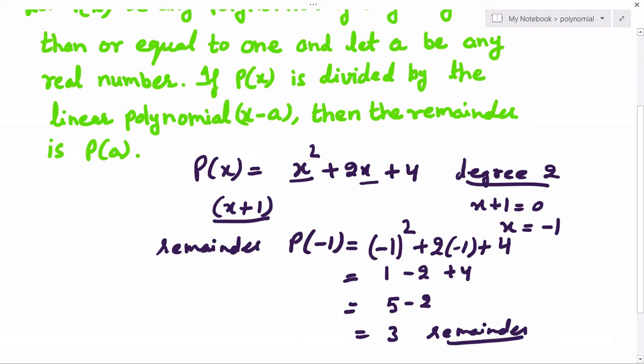So without using the long division method, you can directly find out the remainder of any polynomial when you divide that by a linear polynomial. See children, this is a linear polynomial. How can you say this is a linear polynomial? Since the degree of this polynomial is 1, that is why it is called a linear polynomial. So with the help of this remainder theorem, you can find out the remainder directly when you divide any polynomial by a linear polynomial.